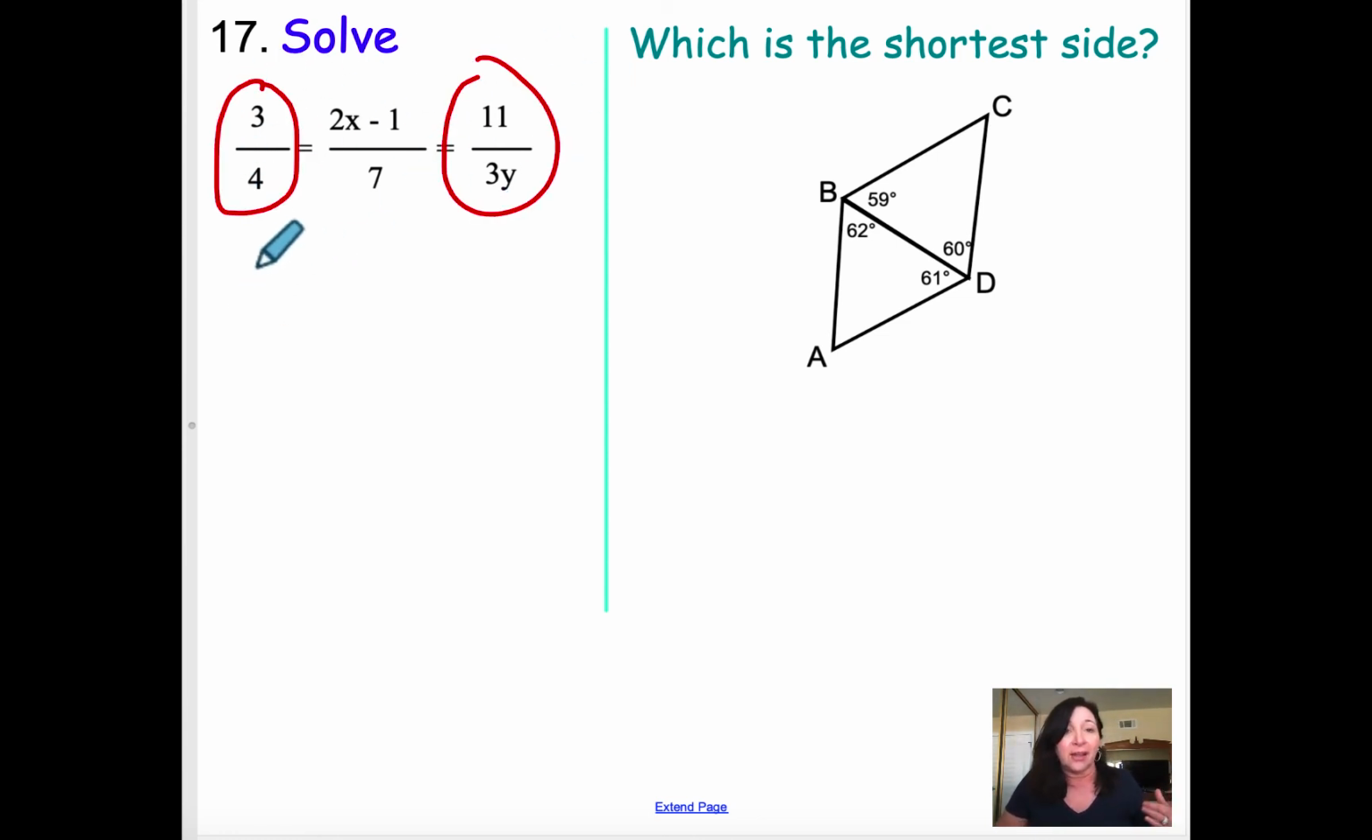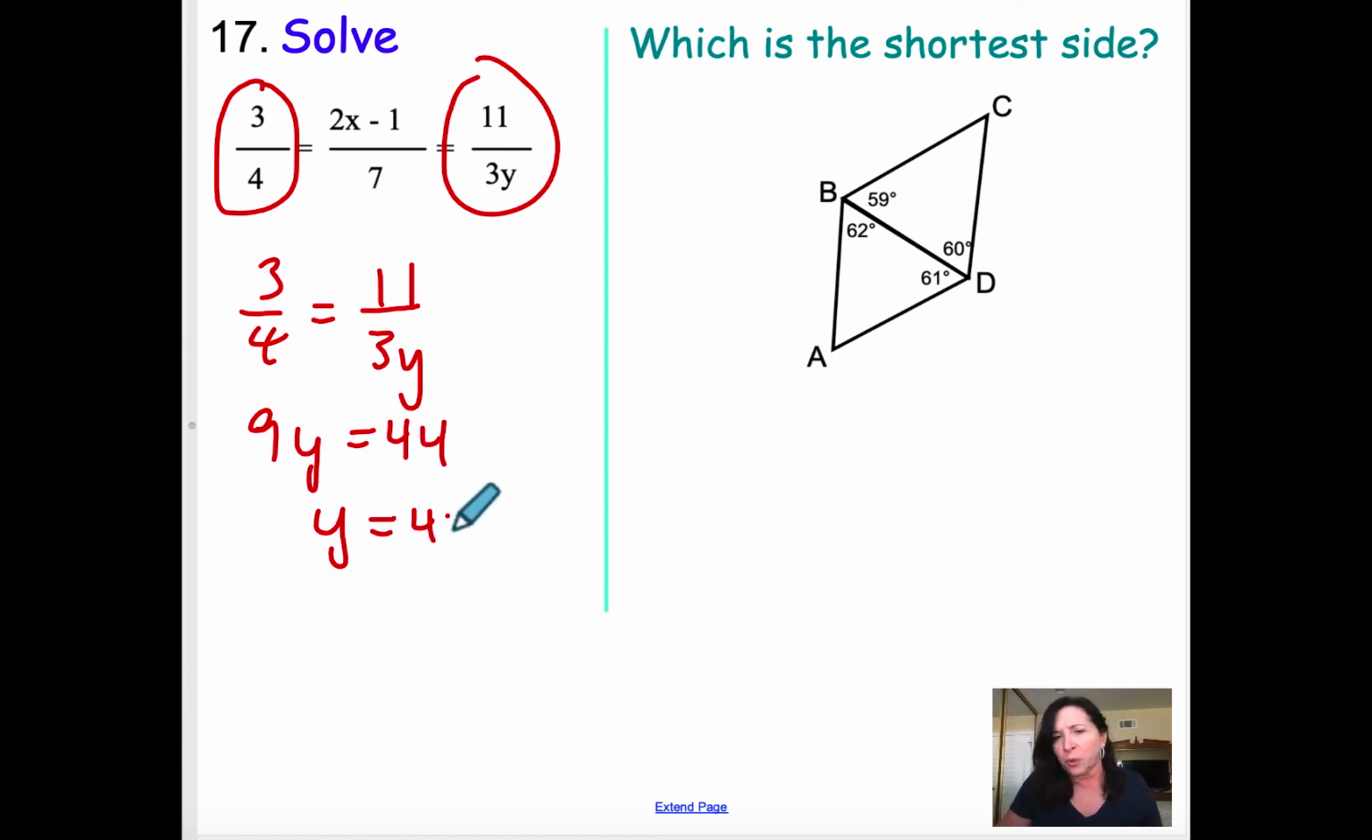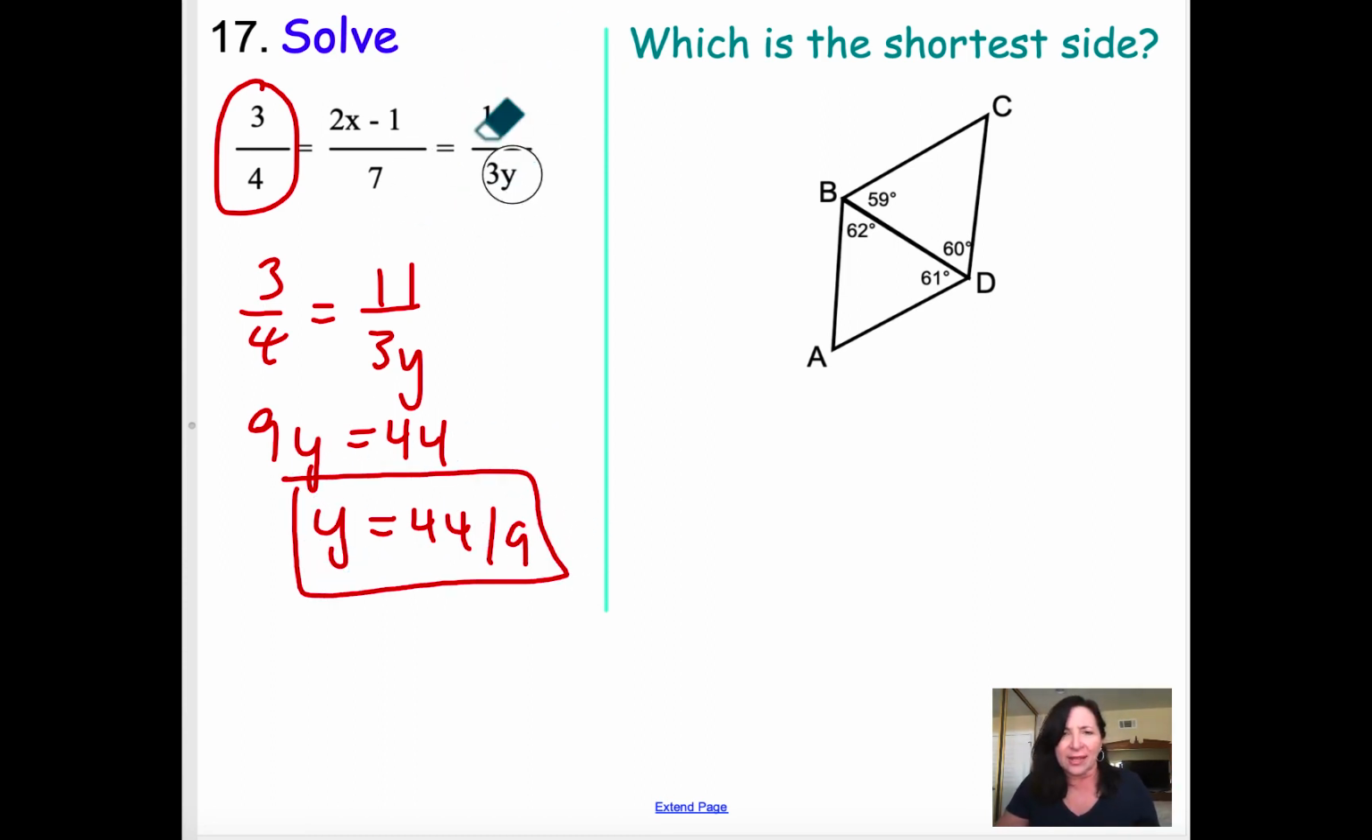Let's do that. We know that 3/4 is equal to 11 over 3y. So let's find y. Cross multiply. 9y equals 44. y is equal to 44 over 9. You're done. That's y.